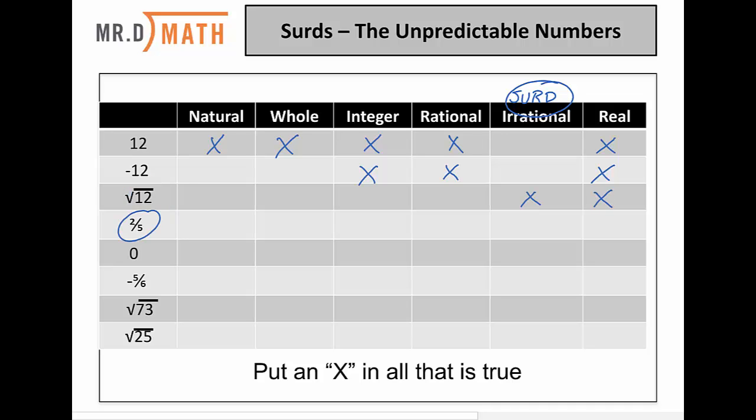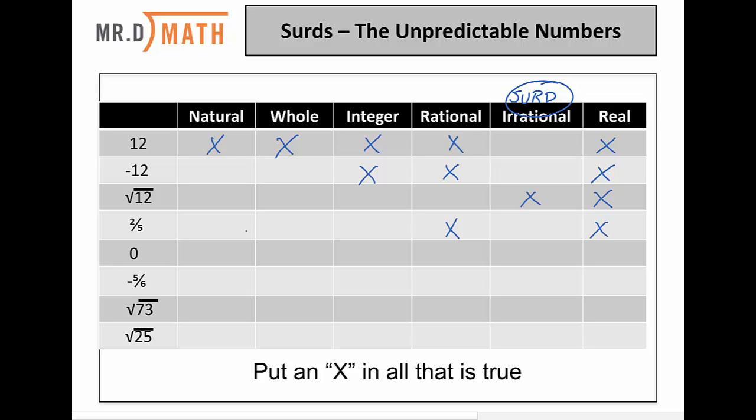Let's look at 2/5. Is it natural? No. Is it a whole number? No. Is it an integer? No. Is it one of those numbers that's in between all the integers? Yes. And we can write it as a decimal that either terminates or repeats. We can write it as 0.4. Then you can start adding zeros after that. So it's predictable. So it's not a surd, it's not irrational, but it is real.